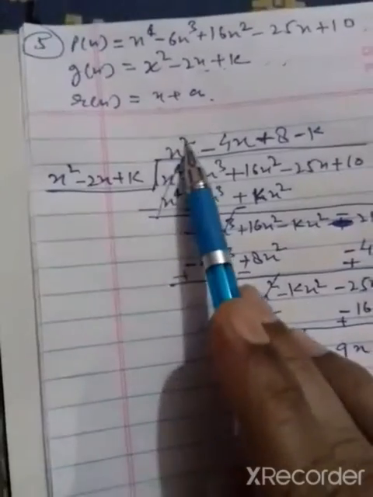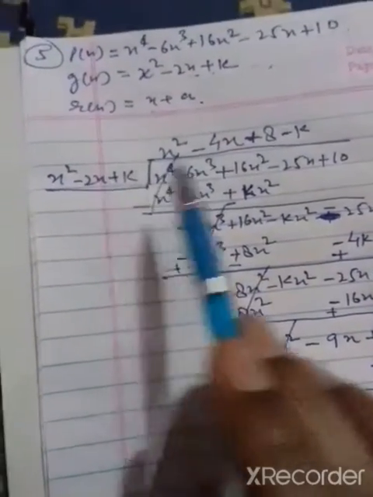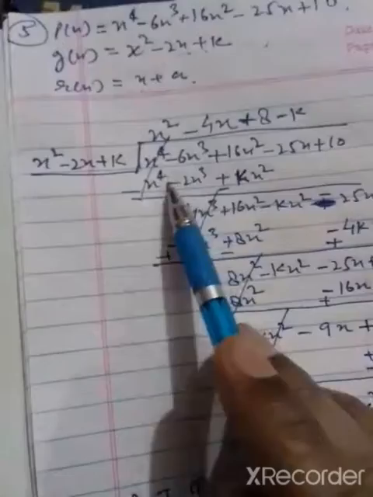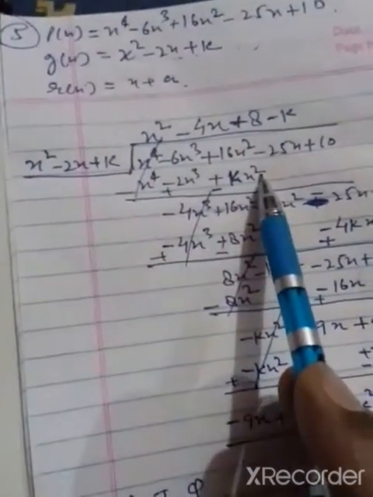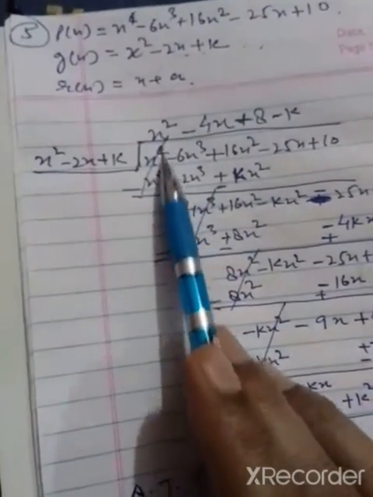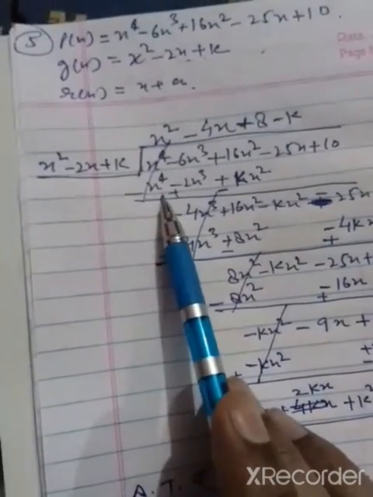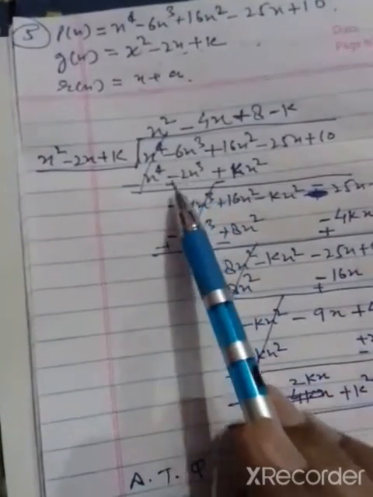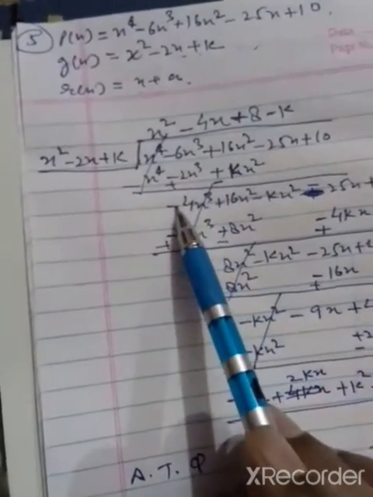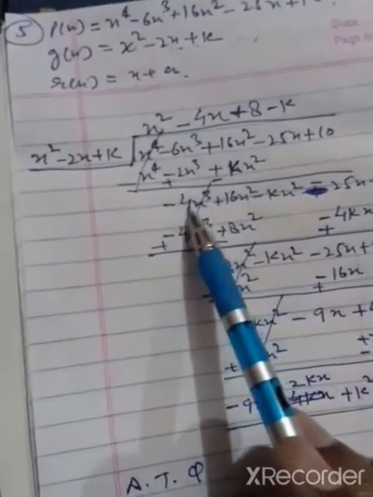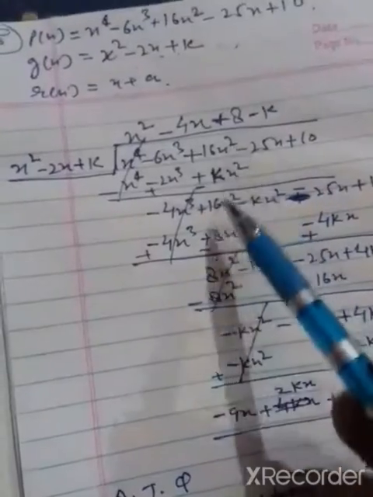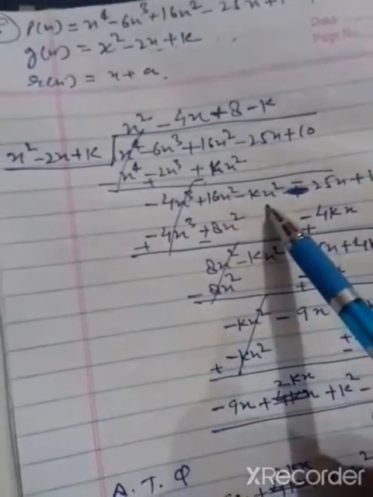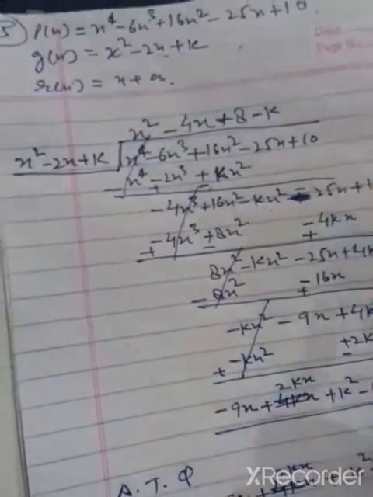So x square into x square is x to the power 4, then x square multiply minus 2k, that is 2kx cube negative, and then x square multiplied by k, that is kx square. So changing the sign, x to the power 4 is cancelled by minus x to the power 4, and minus plus is minus, 6 minus 2k, that will be negative as 6 is greater, minus 4x cube plus 16x square as it is minus kx square minus 25x plus 10.